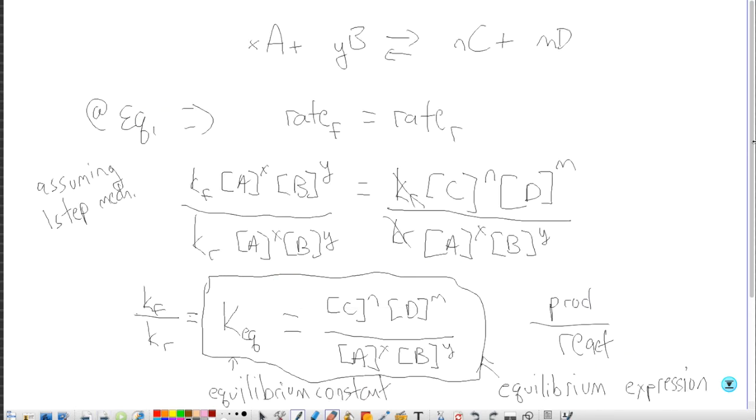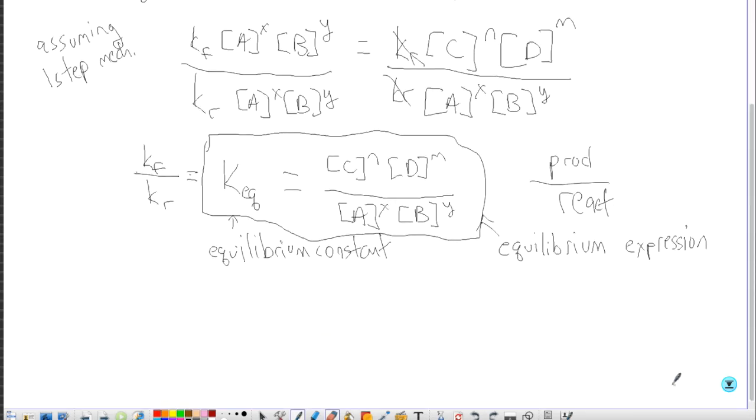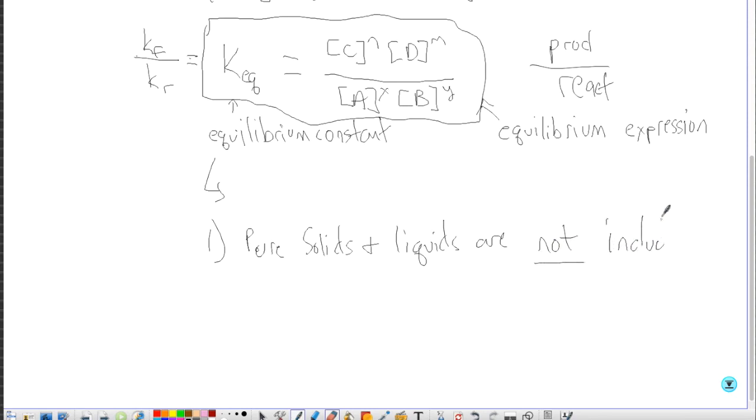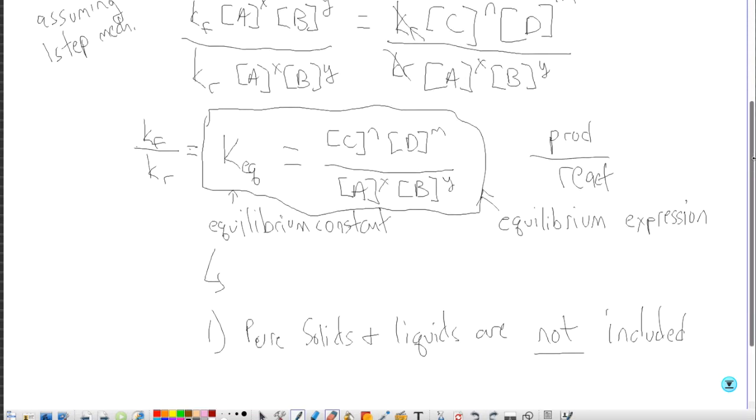All right, now a couple more tidbits about the equilibrium constant. Okay, tidbit number 1, and these are very important. Pure solids and liquids are not included. Well, that seems odd, but if you think about it, it makes sense, okay?